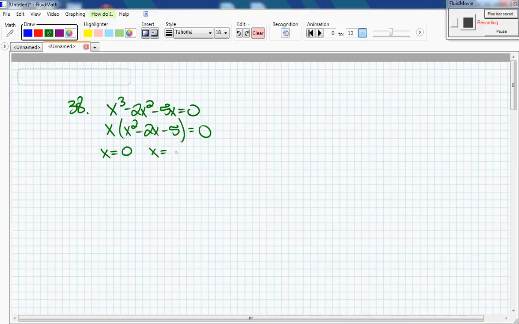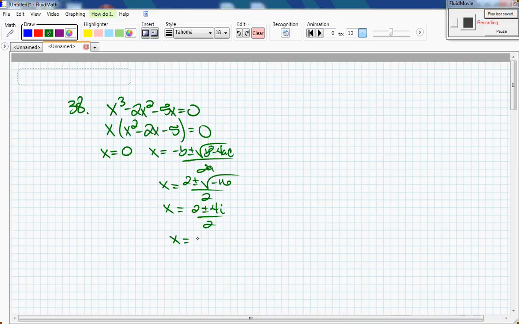This, however, we're going to have to plug into the quadratic formula. And when we do, we get x equals negative b, +2, plus or minus the square root of b squared. Let's see, it's going to be 4 minus 4 times 1 times 20, -16 all over 2a, or just 2. So x equals 2 plus or minus 4i over 2. So x equals 1 plus or minus 2i.